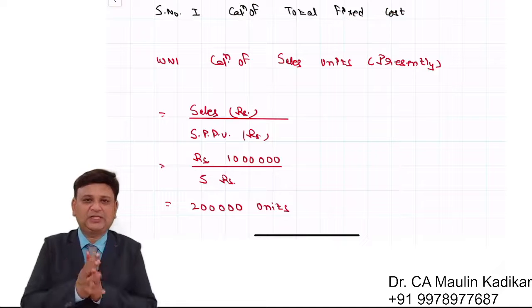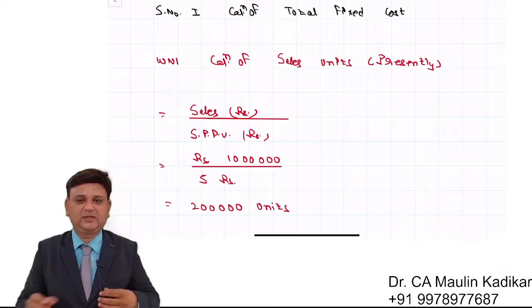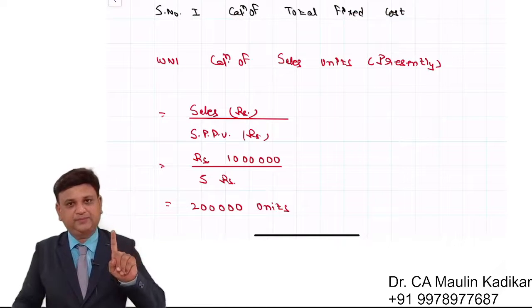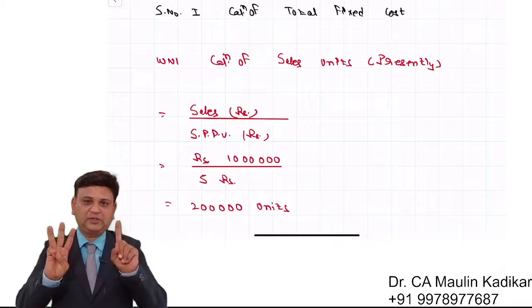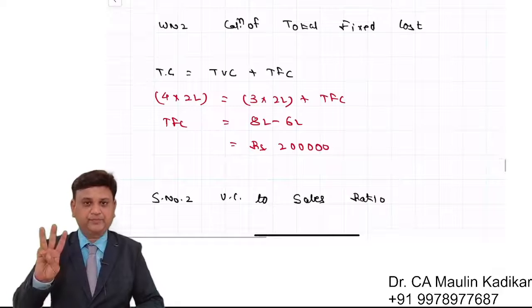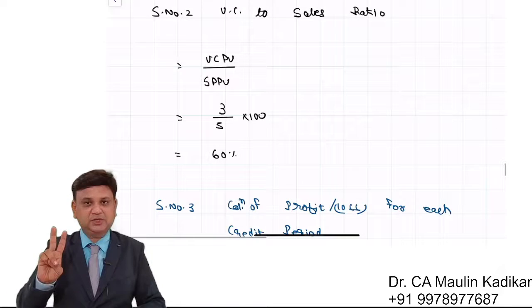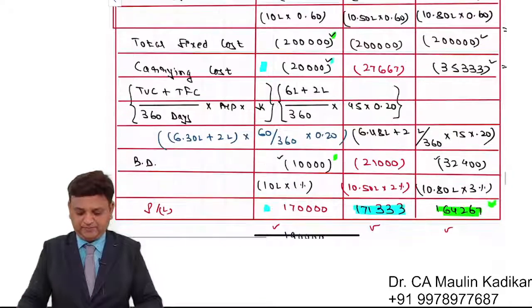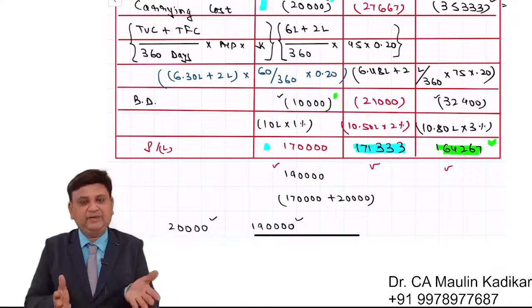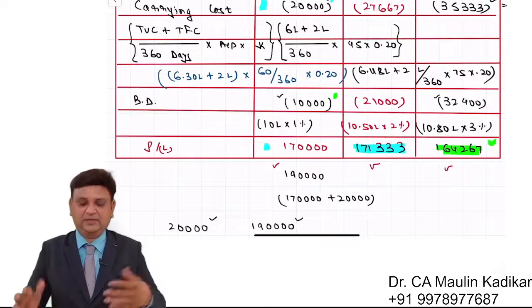Now a small quick summary of the both methods. In first method, there are 3 steps. Total fixed cost, variable cost to sales ratio, total profit or loss. Credit period having maximum profit is selected.